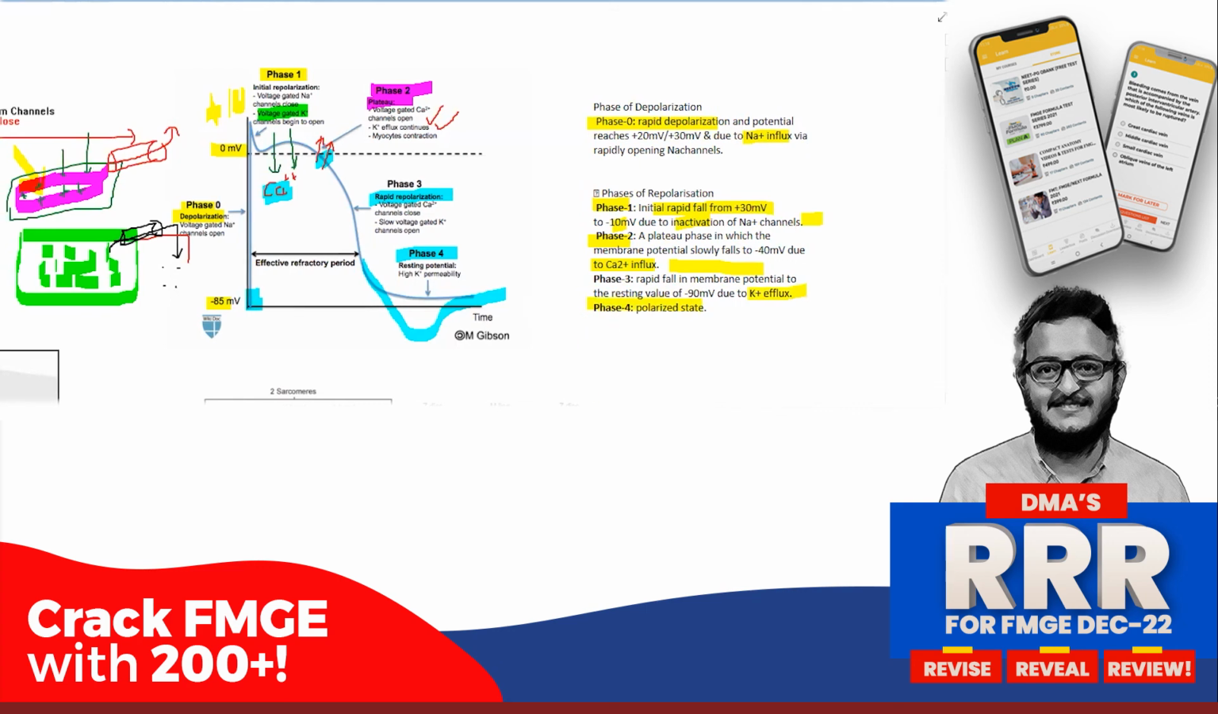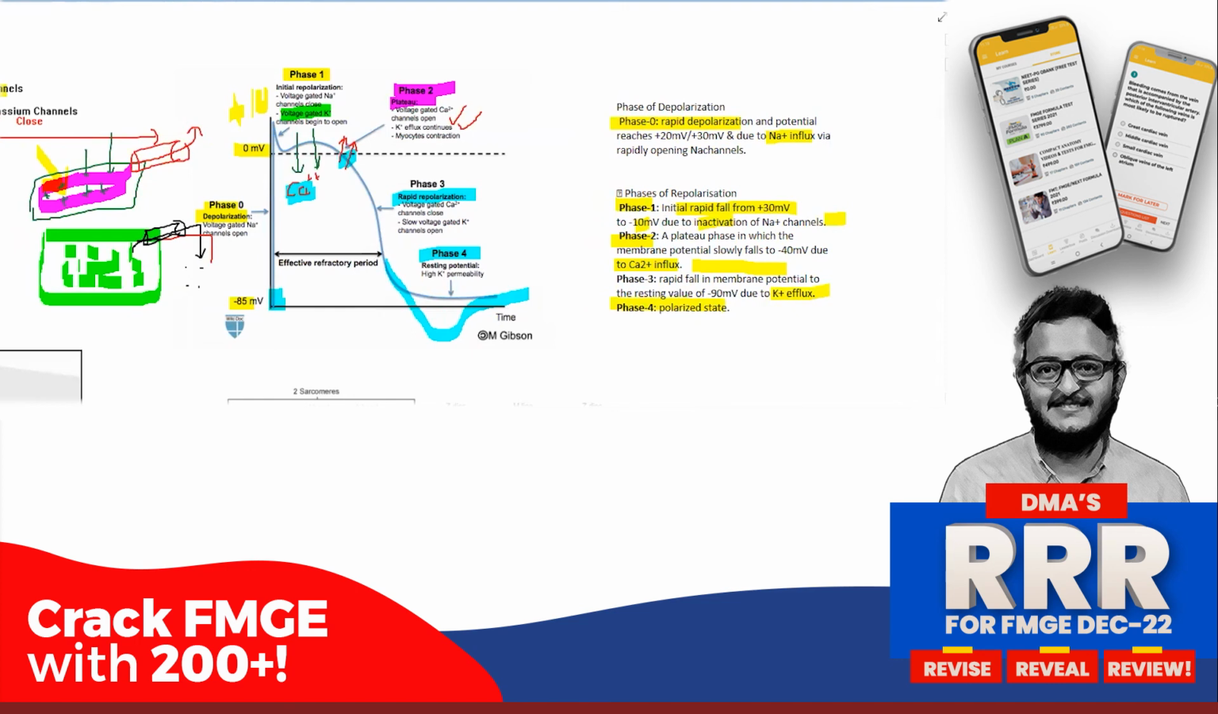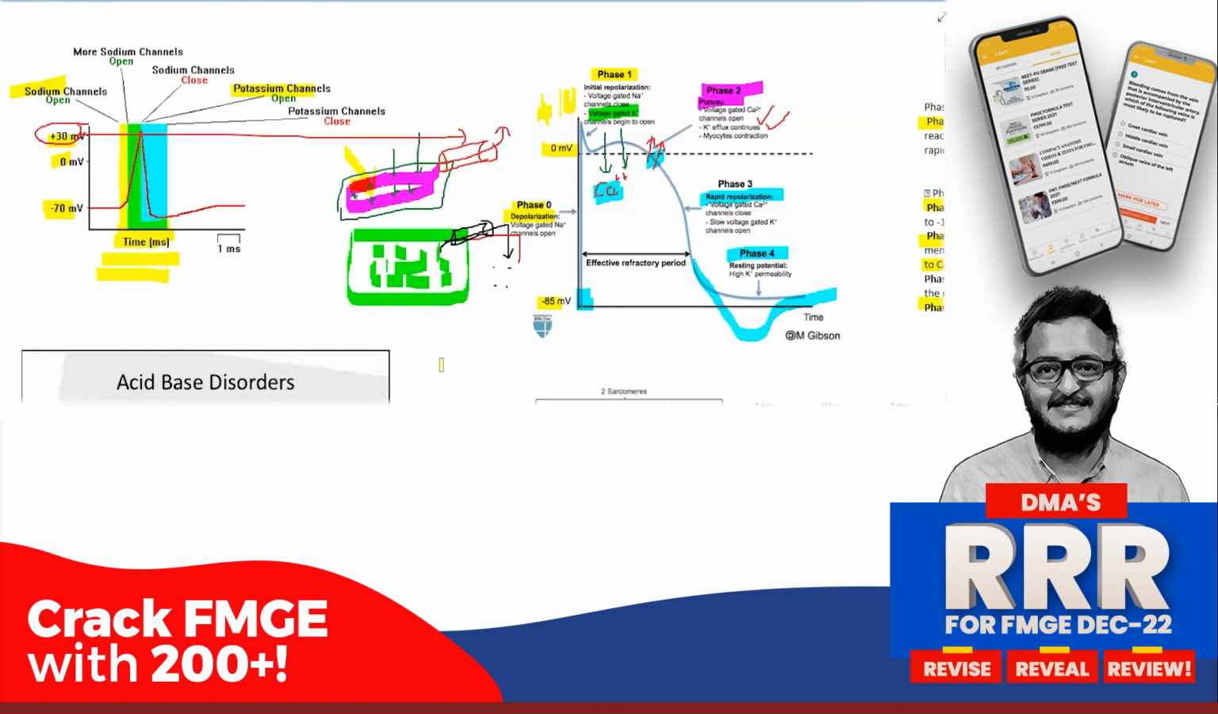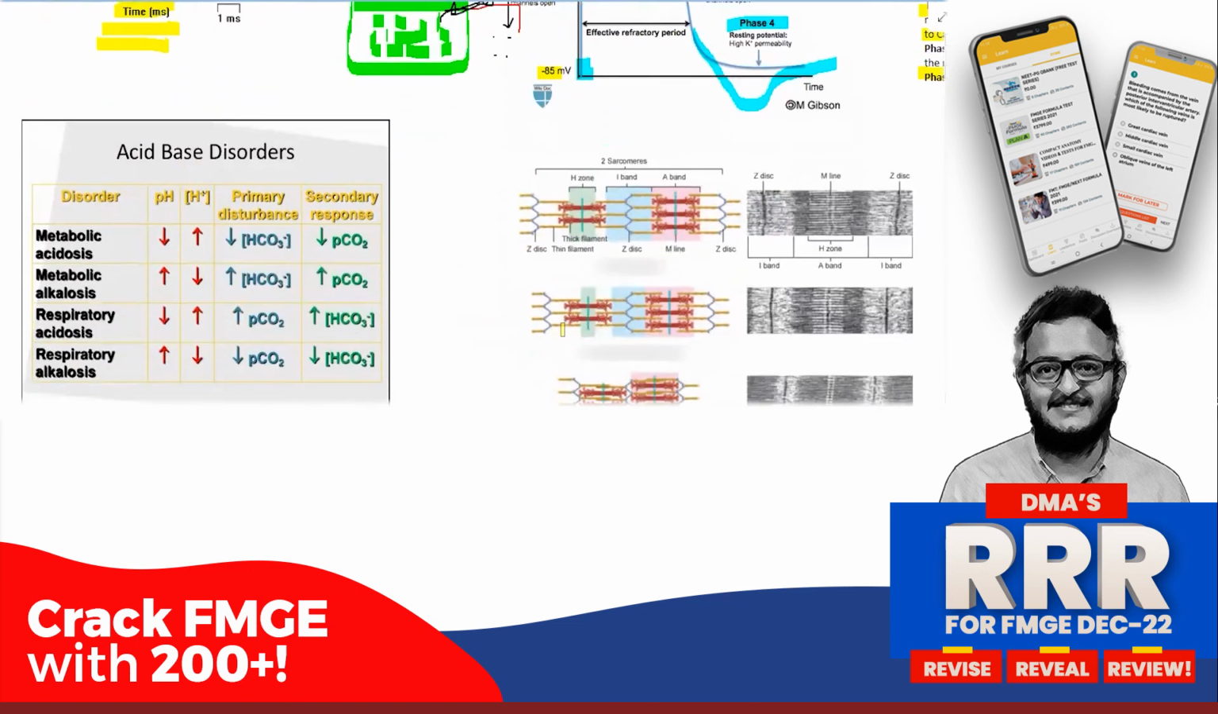Right, see, there have been questions in the past. What is the resting membrane potential of a cardiac myocyte? What is phase 1 called? Which ion is responsible in phase 3? Which ion is responsible in phase 4? Lots of questions have been asked before. So this was a high-yield topic, so I have explained it to you in detail.